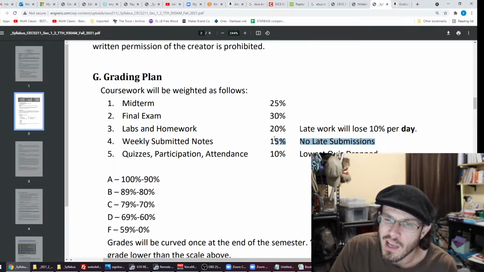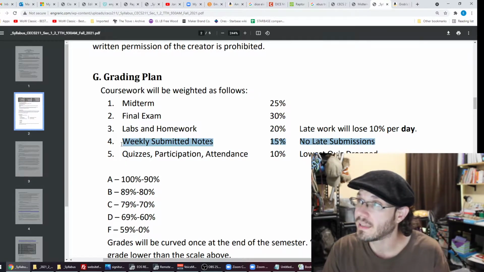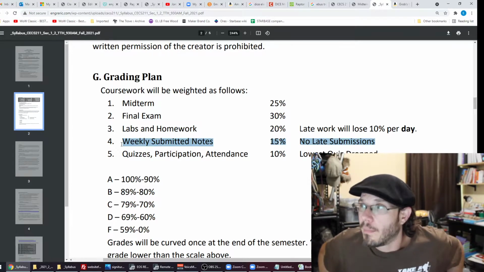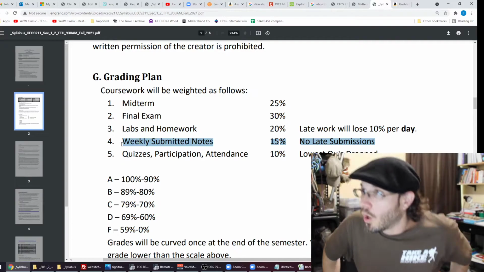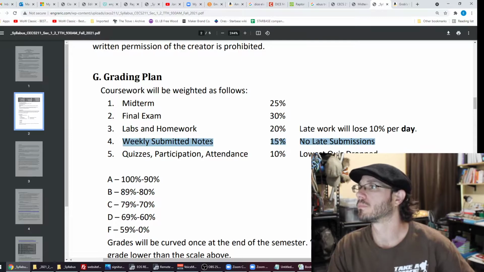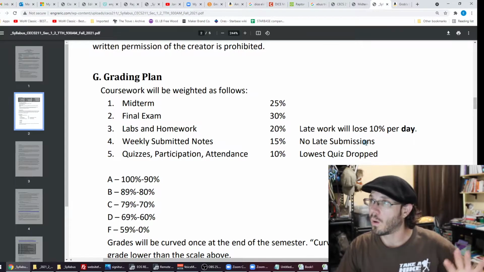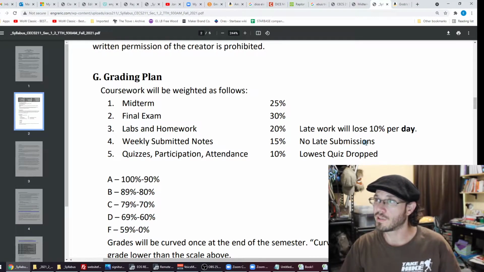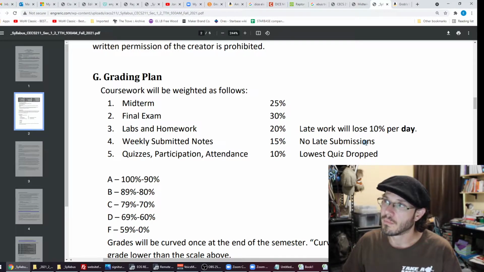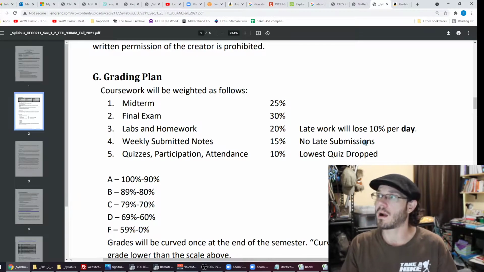Weekly submitted notes. I'm not planning on collecting late submissions for the weekly submitted notes. It's just going to create more work for a lot of stuff that I have coming in. But just so you know, the weekly submitted notes are hugely important for you doing well in this class. And it's not even about the grade. If it's mostly there, I'm going to be giving full credit for that.